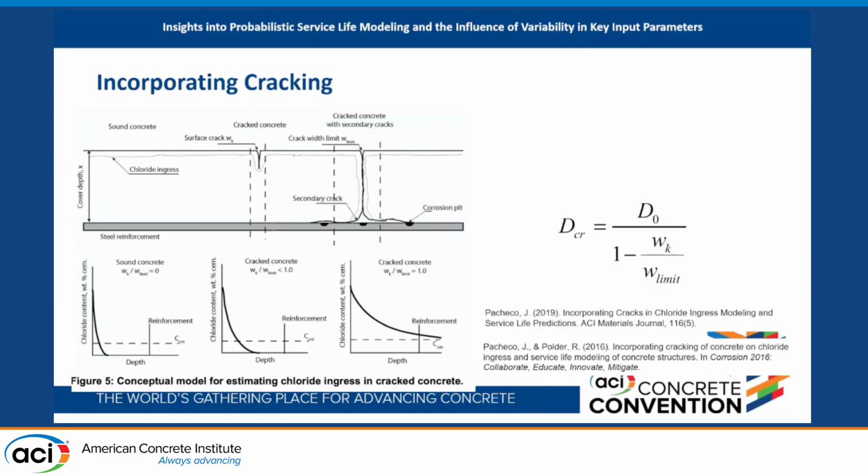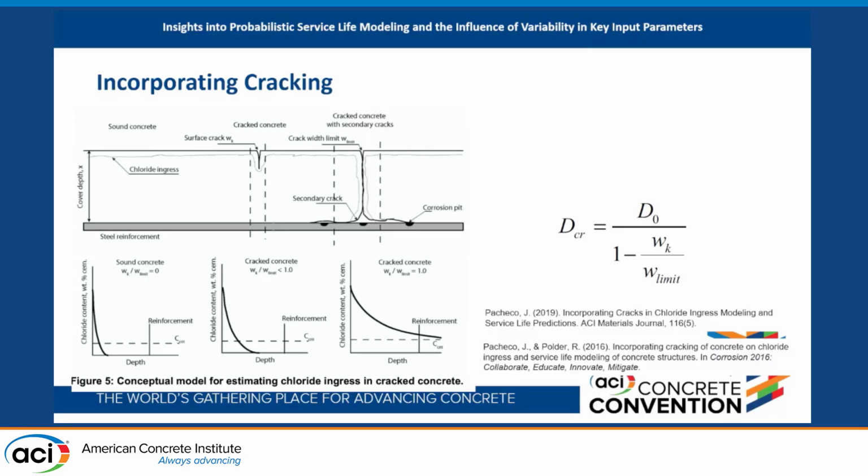So this is a conceptual model that I worked on a long time ago that I still use. When you have a crack, depending on the crack features, you can approach it in two ways. You can assume a reduced concrete cover thickness. So say you have a narrow crack, it means I have slightly less cover in that location. Or you can assume an increase in your transport properties in this way.